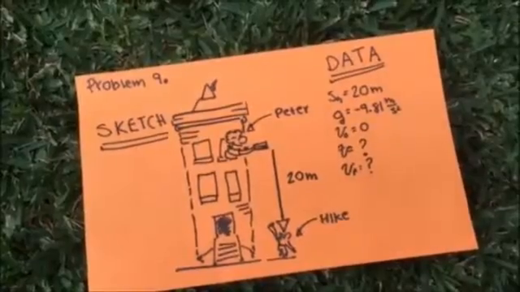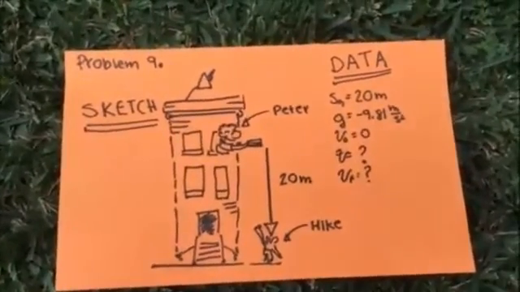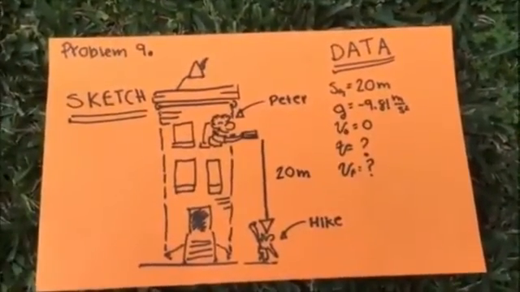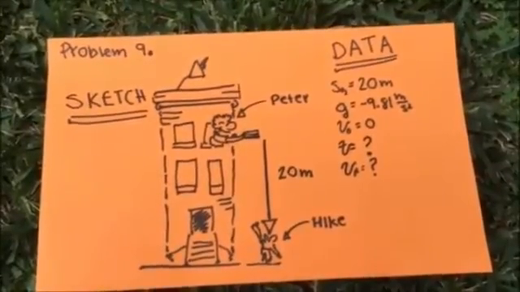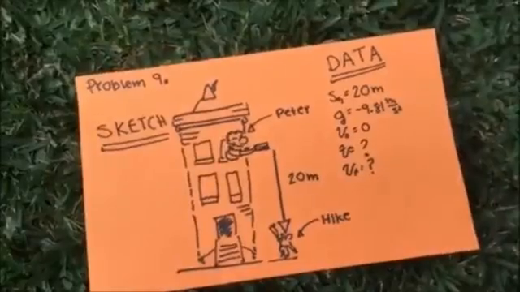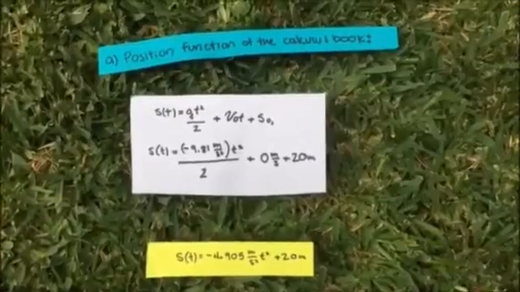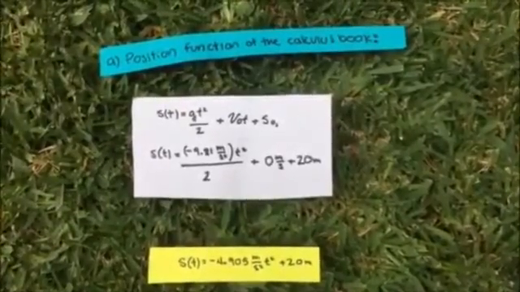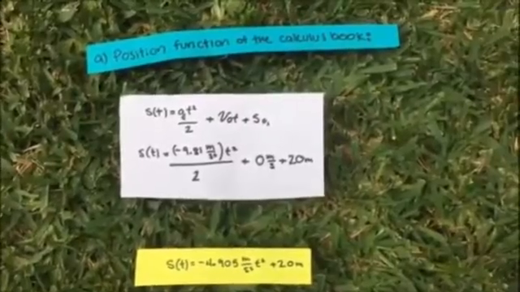Peter drops his calculus book from a window that is 20 meters from the ground. At the ground, just below the window, is his friend Mike, who needs his book to make his homework. So, point A. Write down the position function of the calculus book.